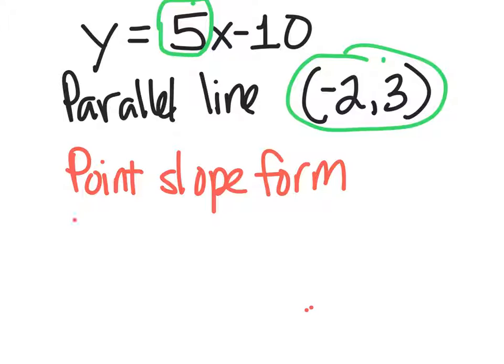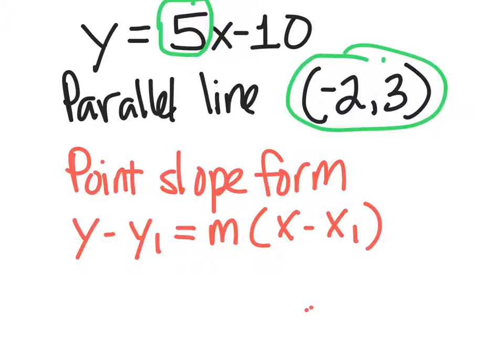The equation is y minus y1 equals m times x minus x1. All right? Now, with point slope form, we need a slope. Wait a second, we've got a slope. If you go back up here, boom, that slope of 5, I can plug that in right here. Now, the y is going to stay, and this x is going to stay. But now I'm going to plug in my coordinates.